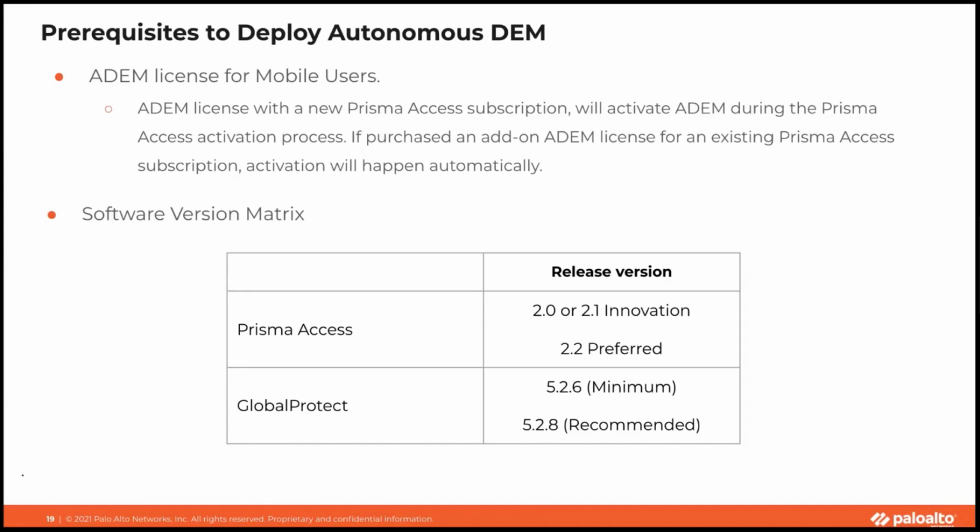And then Global Protect. Verify that the users for which you want to enable the ADEM are running a compatible version of the Global Protect app. Autonomous DEM is supported on Global Protect app minimum version 5.2.6, but it's recommended that you use 5.2.8 for your users running on Windows and Mac.